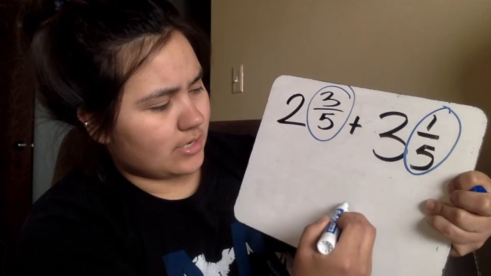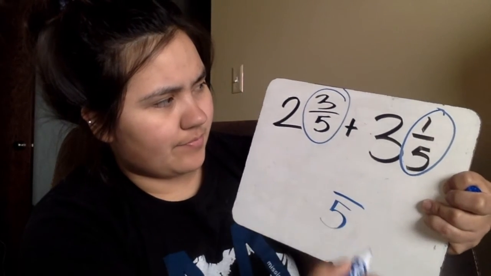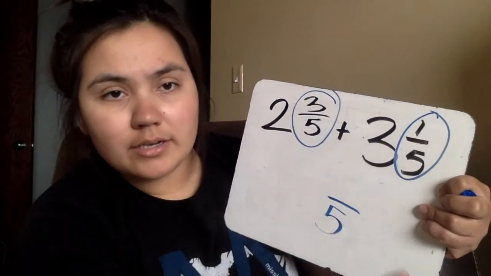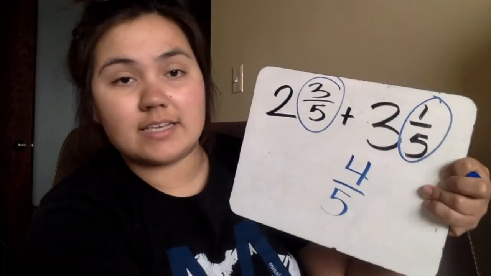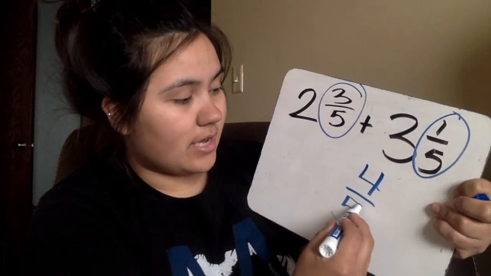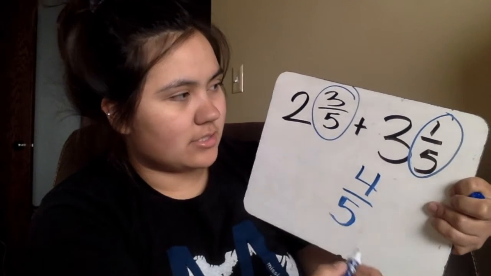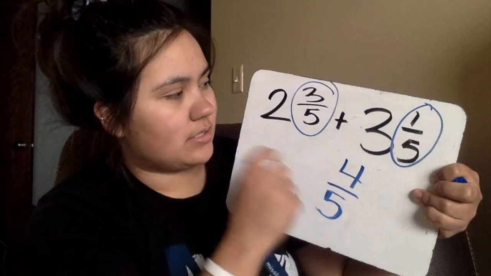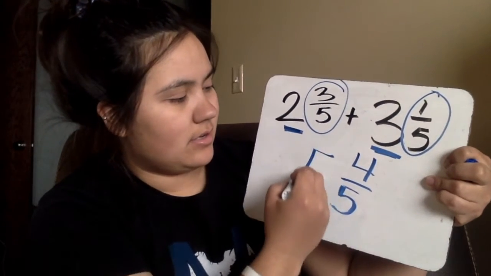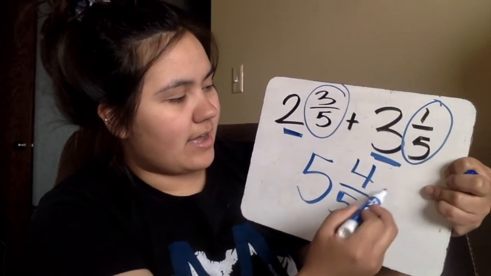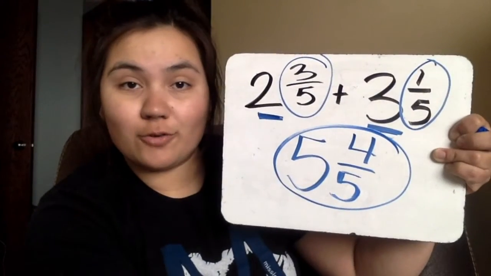So our answer should have a 5 in our denominator. 3 plus 1, when we look at our numerators, is 4. 3/5 plus 1/5 is 4/5. After you get done adding your fractions, then you can add your whole numbers. So we've got 2 here, and we've got 3. 2 plus 3 is 5. So our total here is 5 and 4/5.